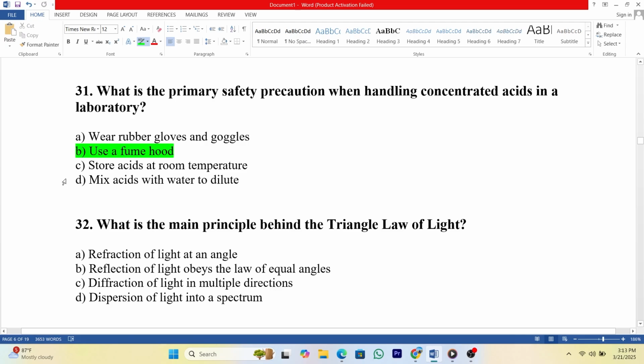32. What is the main principle behind the triangle law of light? A. Refraction of light at an angle. B. Reflection of light obeys the law of equal angles. C. Diffraction of light in multiple directions. D. Dispersion of light into a spectrum. Answer, B. Reflection of light obeys the law of equal angles.